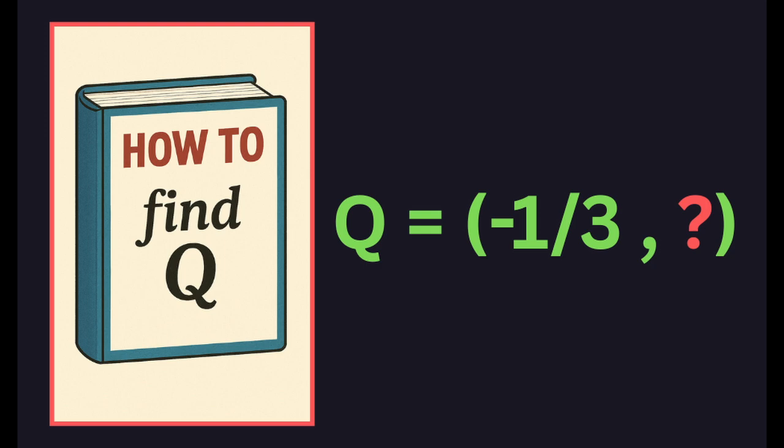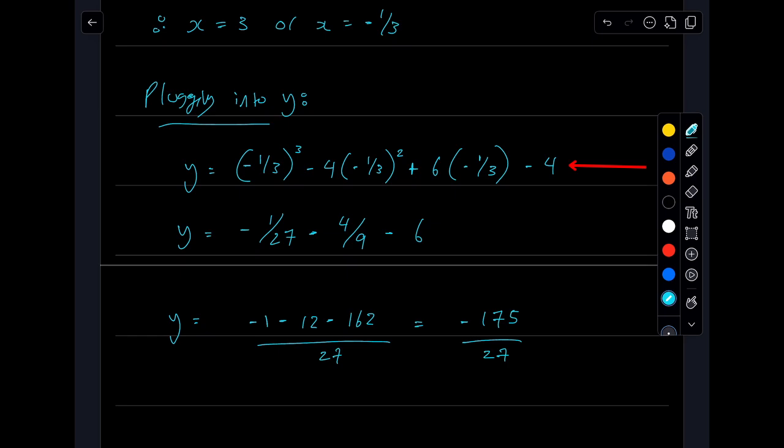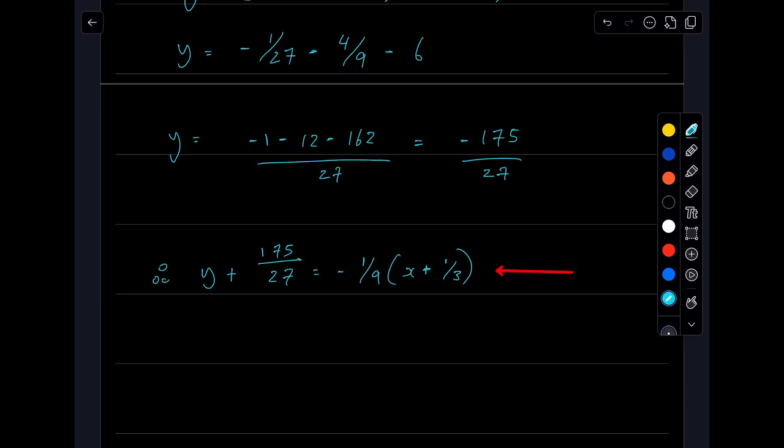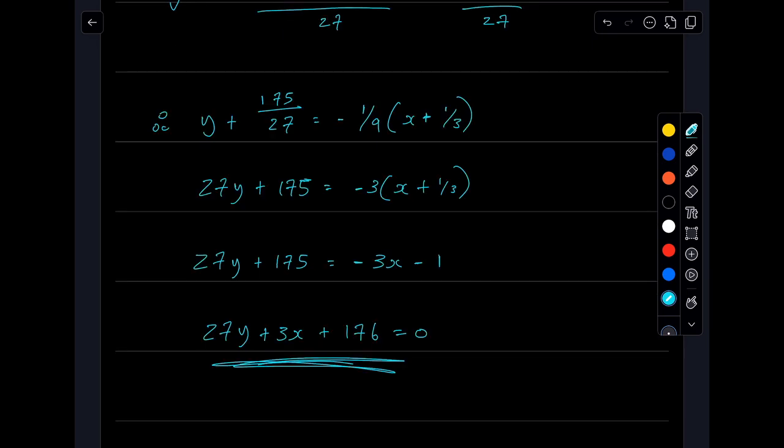With x equals negative a third for Q, that means that y must therefore be y is equal to negative a third to the power of 3 minus 4 times negative a third squared plus 6 times negative a third minus 4, which means y is equal to negative 175 over 27. Plugging this into our equation now gives y plus 175 over 27, which is equal to a negative 1 over 9 times x plus a third, which simplifies down to 27y plus 3x plus 176 equals 0 as our final answer.